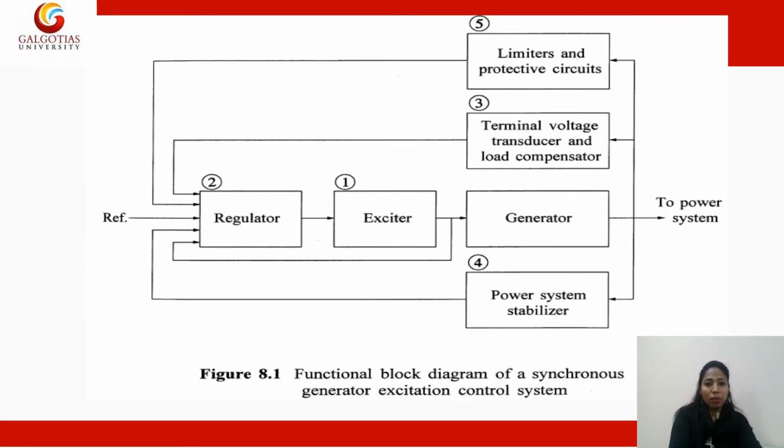This is the functional block diagram of a synchronous generator excitation control system. Here the blocks we are using are the exciter, the regulator, the terminal voltage transducer and load compensator, the power system stabilizer, and limiters and protective circuits. Now we will discuss each and every component of the excitation system one by one.